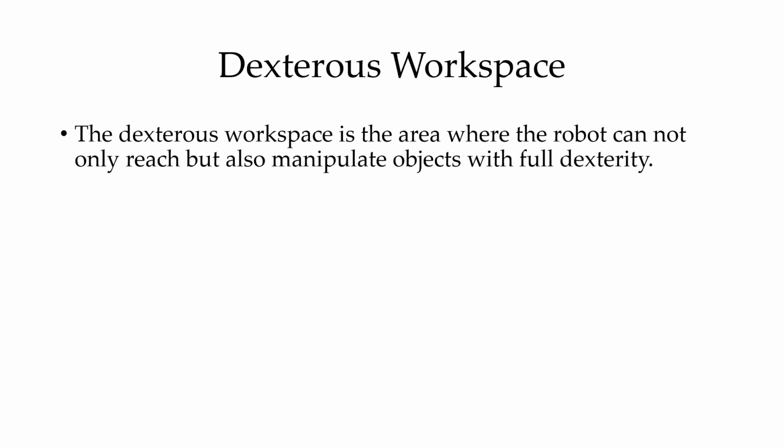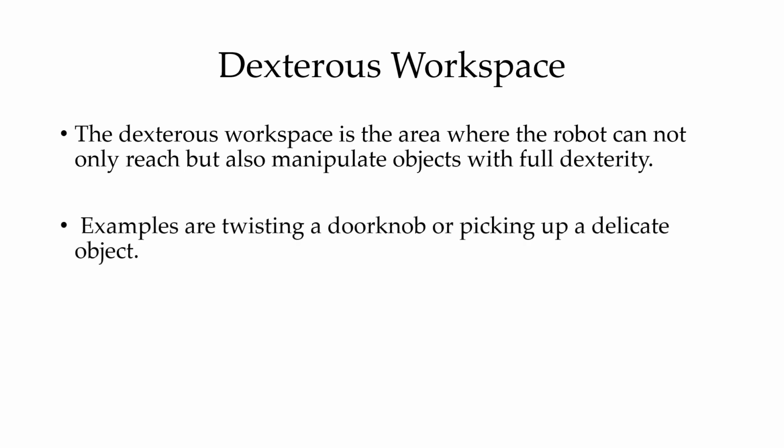That is what we call dexterous workspace. So one example is that if we are using a robotic arm to open a door by twisting a doorknob, then that robotic arm needs to have a degree of freedom which enables it to orient itself in such a way that the doorknob is twisted. So that kind of manipulation should be possible at that position. That is what we call dexterous workspace.